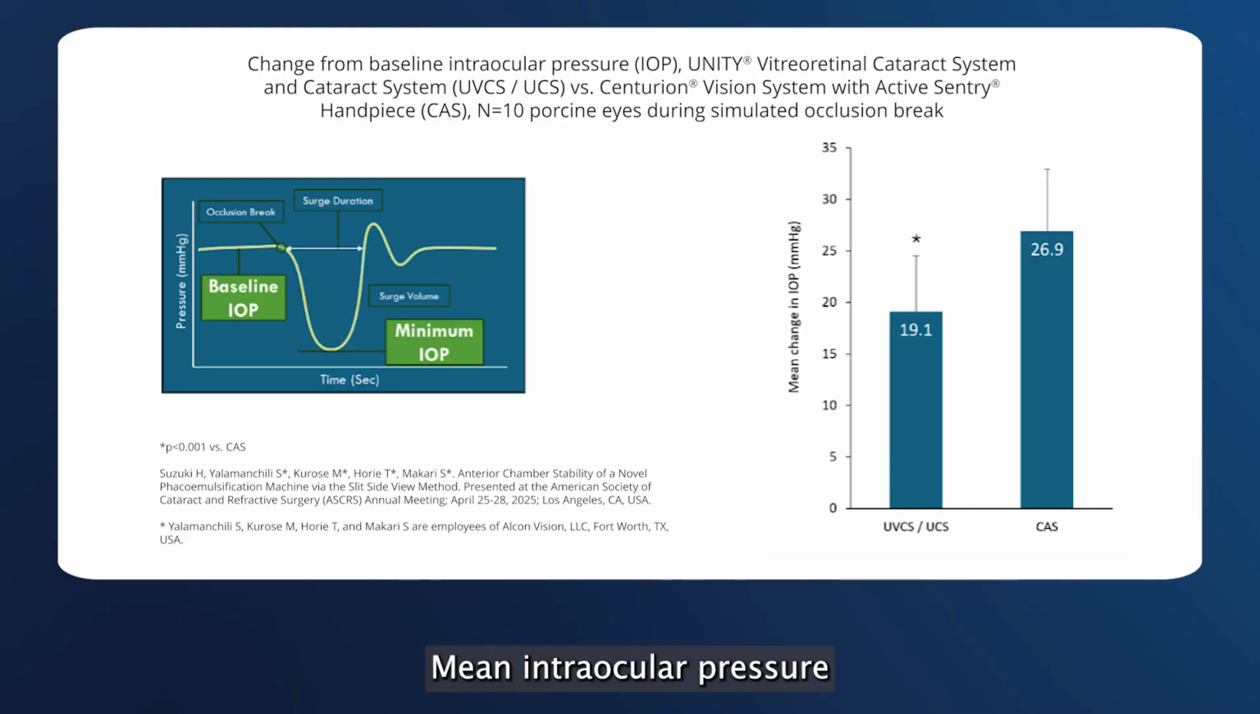Mean intraocular pressure at baseline was within 0.7 mmHg of the set point with the Unity system and within 3.2 mmHg with Centurion with Active Sentry. After occlusion break, the Unity system maintained the minimum IOP significantly closer to baseline compared to Centurion with Active Sentry.